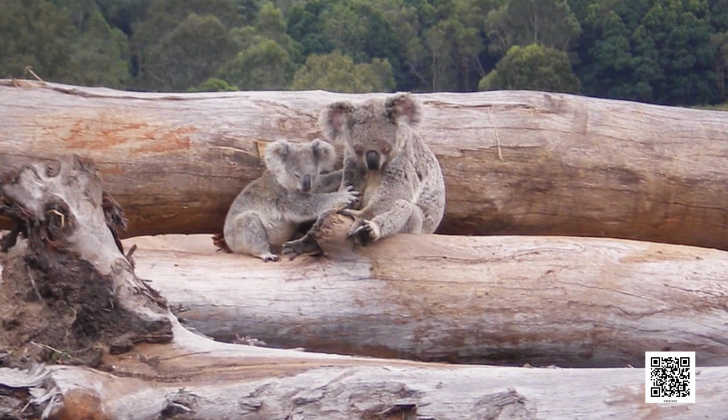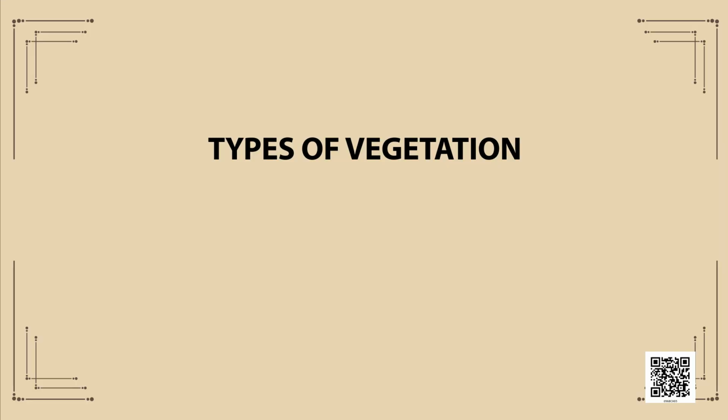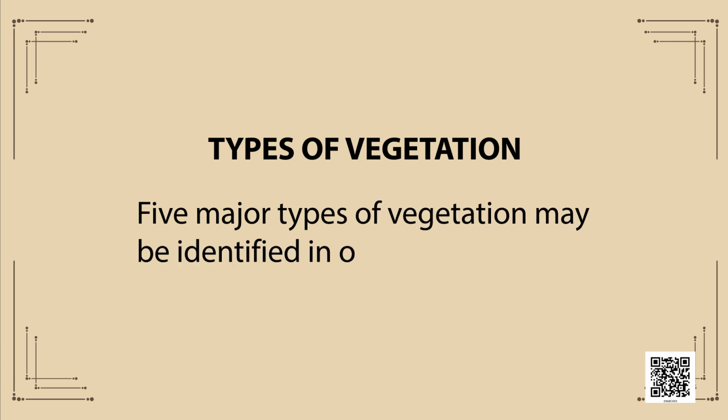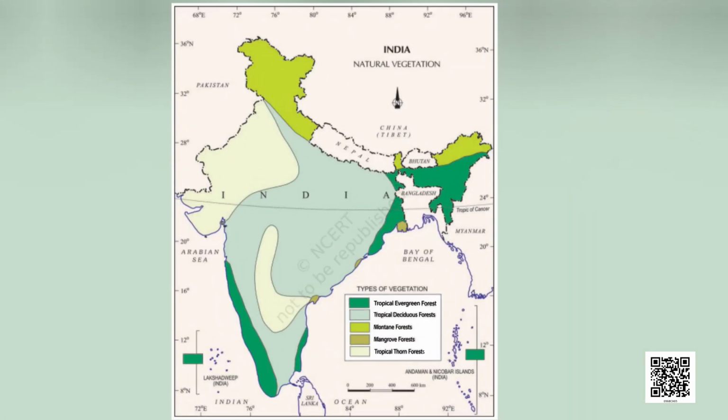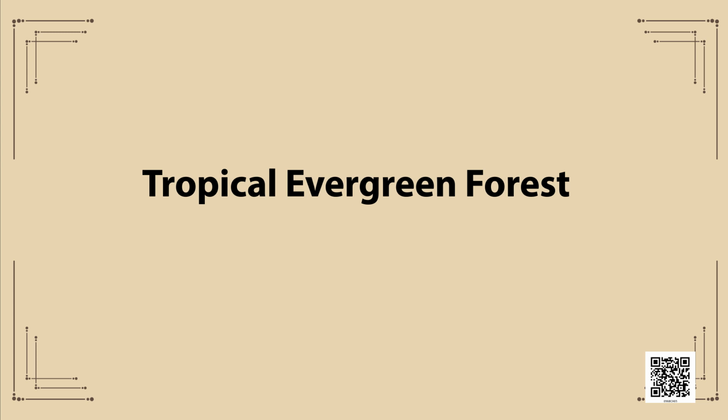Now let's move further and talk about various types of vegetation. 5 major types of vegetation may be identified in our country, and these are tropical evergreen forests, tropical deciduous forests, tropical thorn forests and scrubs, montane forests, and mangrove forests. First, let's talk about tropical evergreen forests.